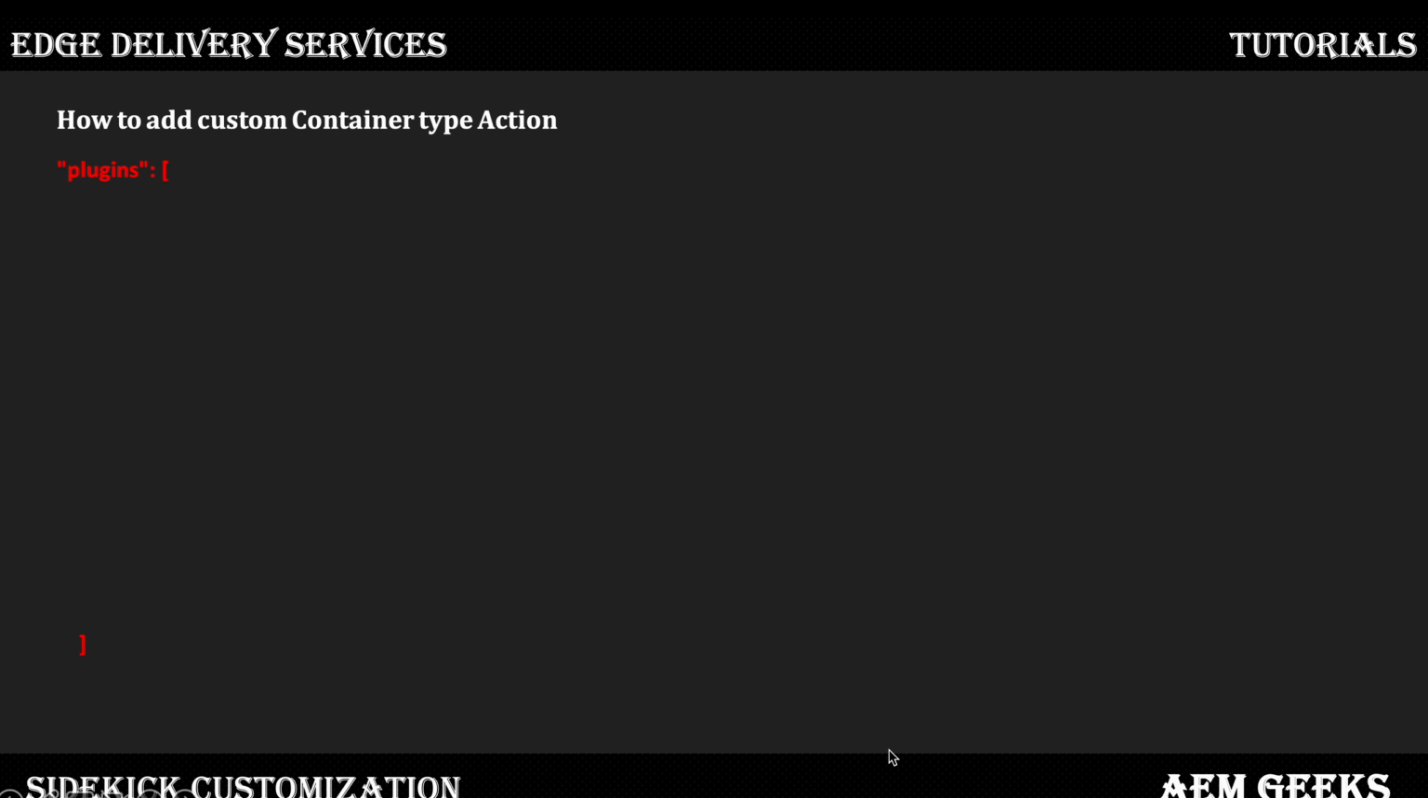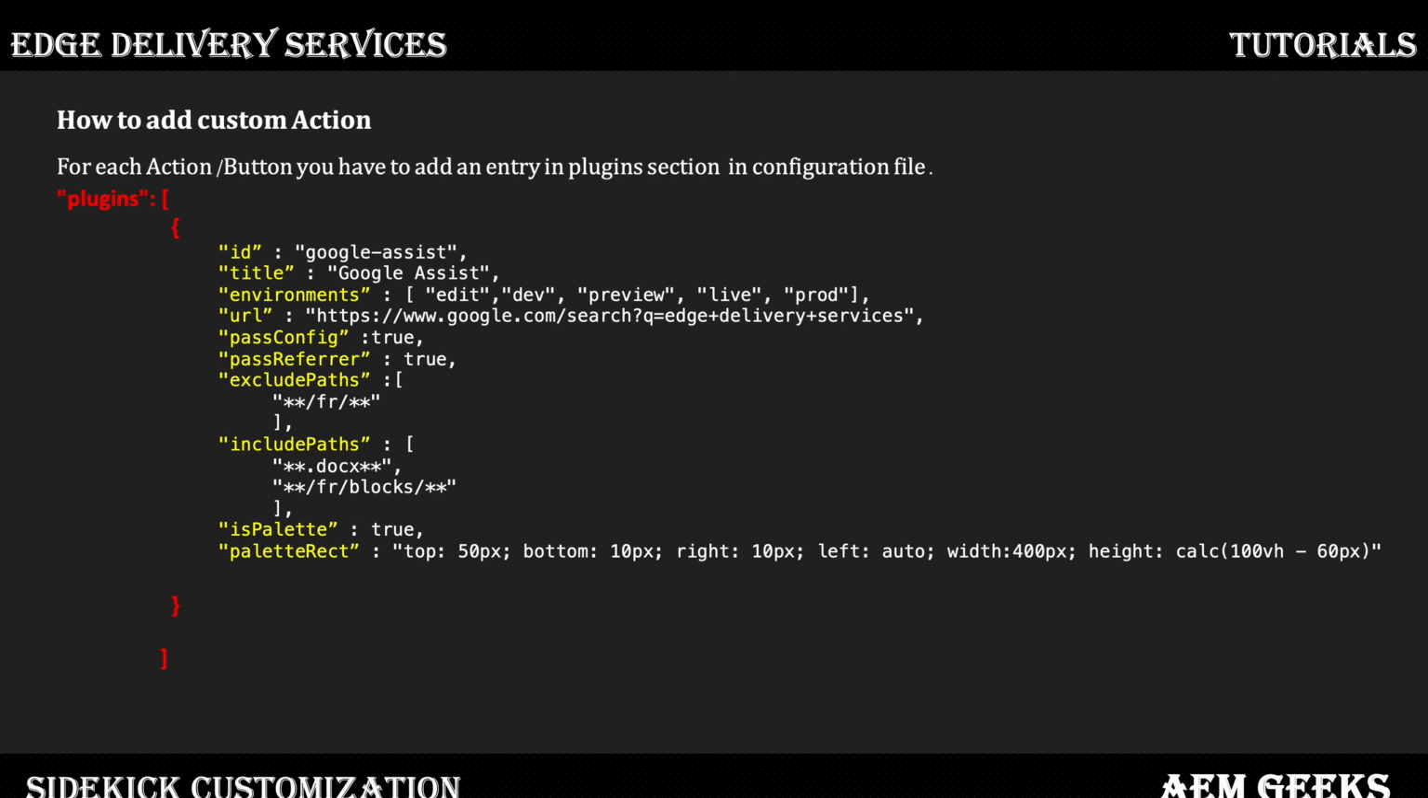So as I said, these are a few important properties. There are many more; we'll see those when we need them. This is the section to add a single action.